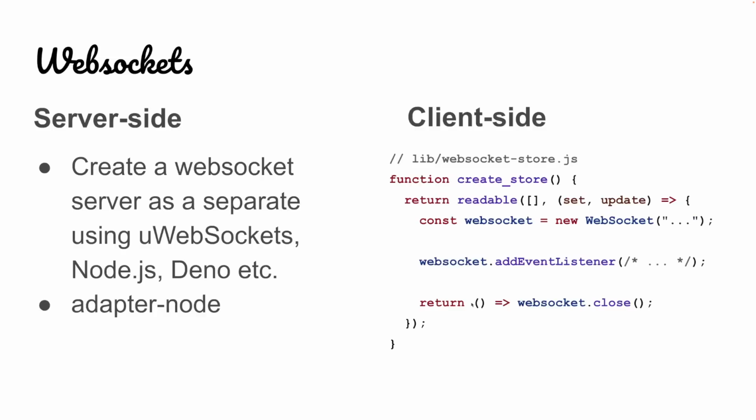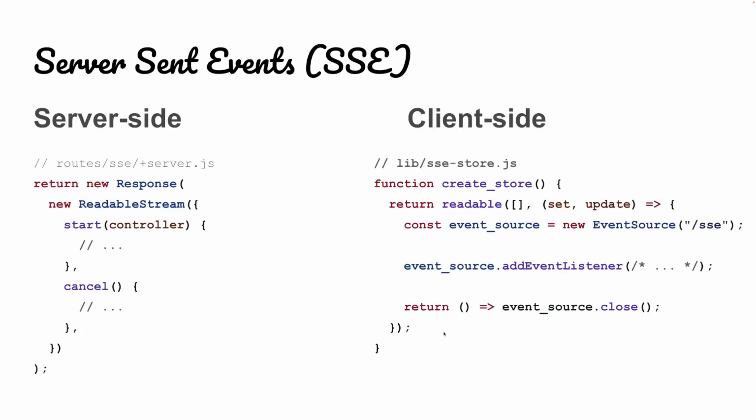The store will just connect automatically and close when you use the store. So if you're on a page where you don't import the store and you don't use the connection, there is no connection, it's closed. The next slide, server-side events. This is why it's so easy to do, because it works over HTTP. We can just return a readable stream as a response in a +server.js endpoint.